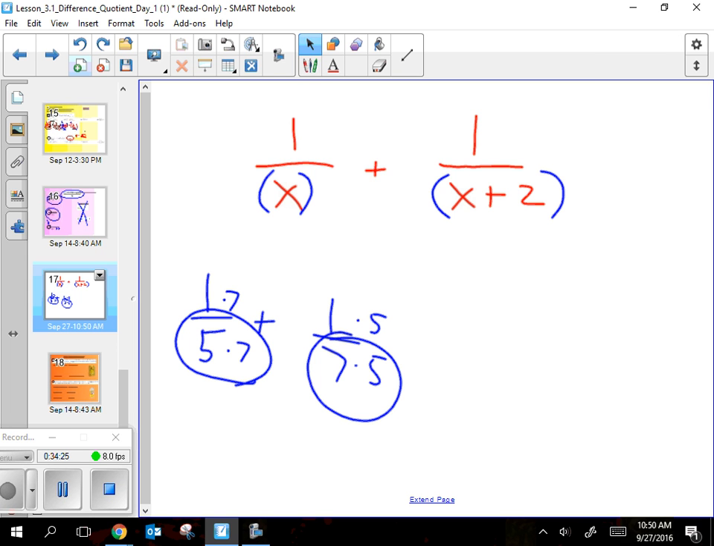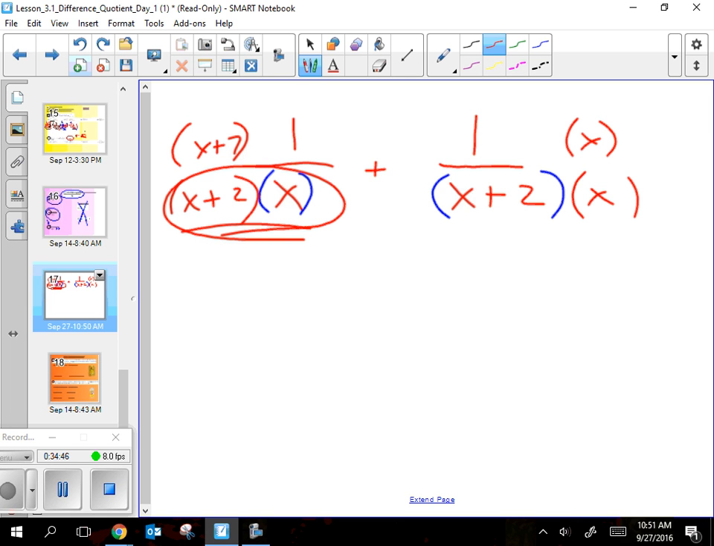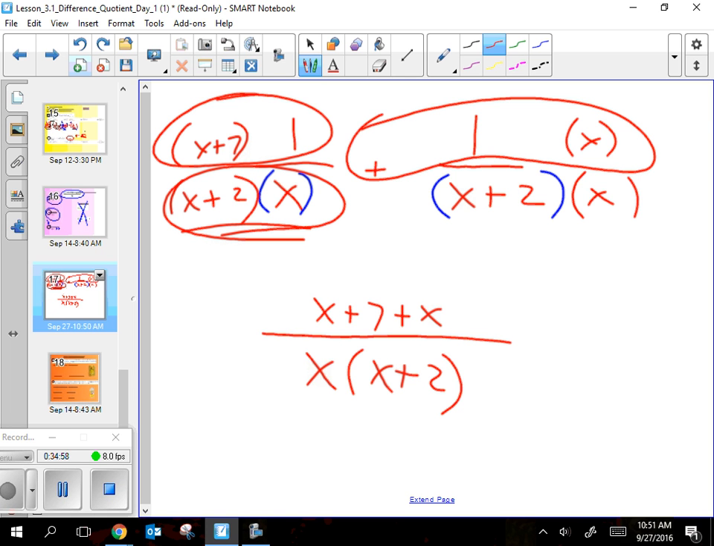Notice I end up with just the denominators multiplied. So if I was going to get a common denominator here, I would times this by x plus 2. And I would times this to make these the same by x. And then I have a common denominator of x times x plus 2. So my denominator is x times x plus 2. And my numerator, the top part, is that. 1 times that is x plus 7, plus x. So that makes 2x plus 7.